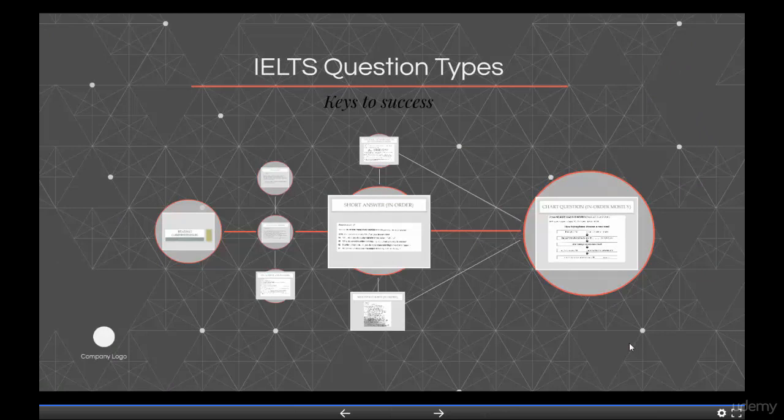So we have some more to look at. This is just the IELTS question types part 1. So let's move on and take a look at IELTS question types part 2.